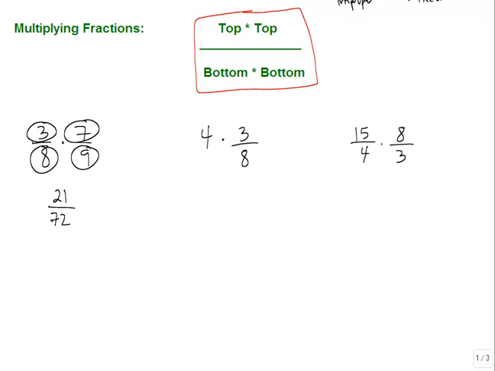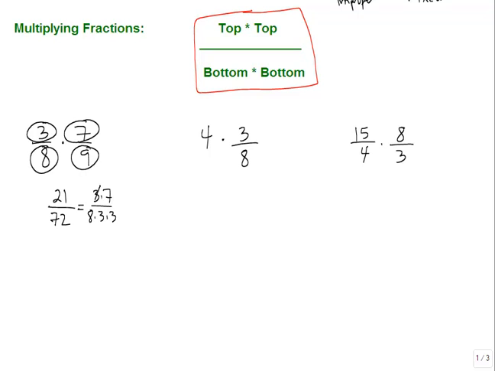However, it may not be reduced. So what we want to do is make sure that it's reduced, and you can use that prime factorization. On this one, I'm just going to use a little bit of a shortcut and think about a common factor that I know has to go into 21 and 72. They're both divisible by 3. 21 was 3 times 7, that's how we got it in the first place, and 72 is 8 times 9, or 8 times 3 times 3.